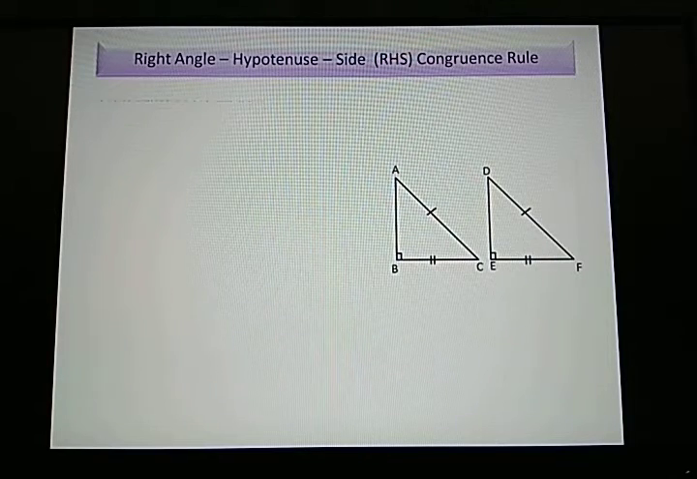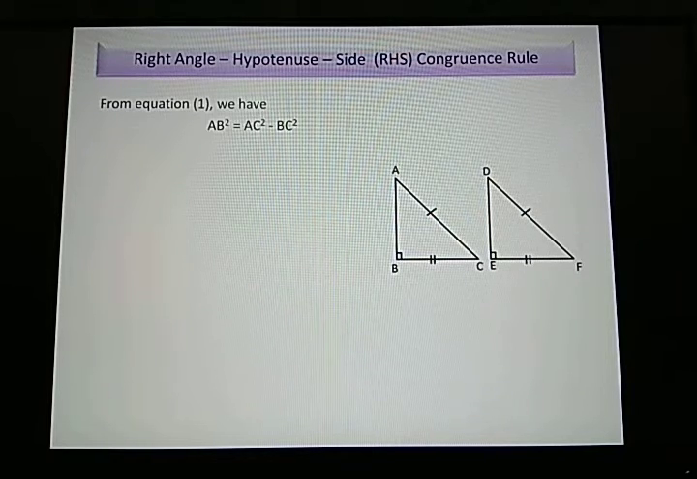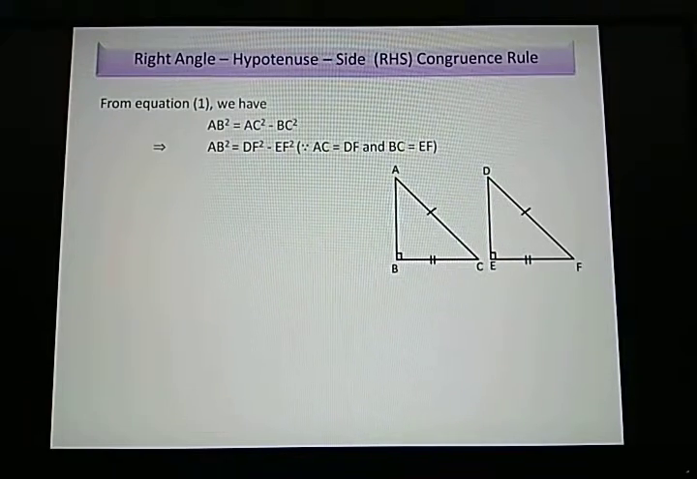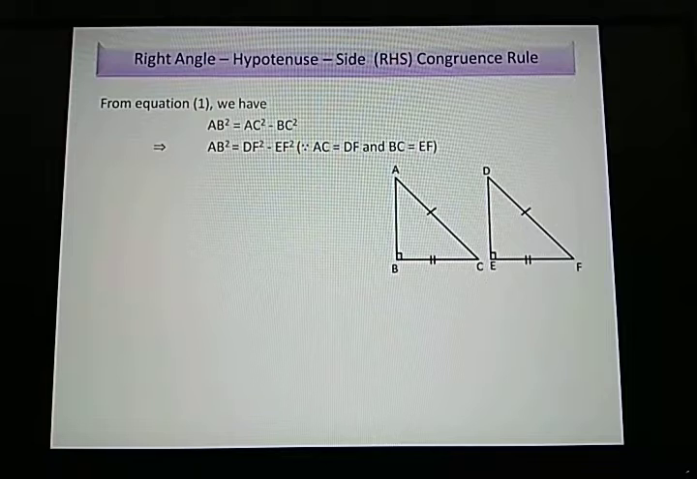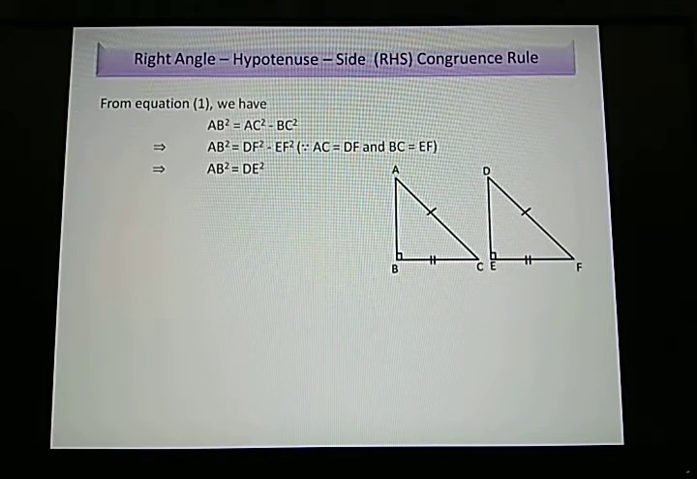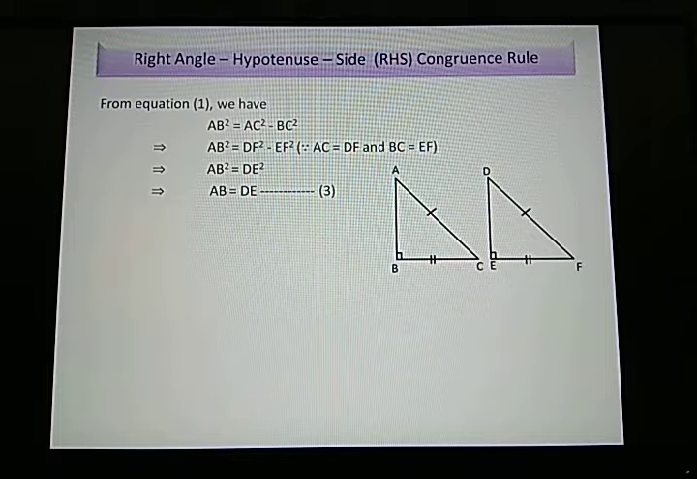what we'll do, we will now modify equation 1 by substituting some other values. In equation 1 we have AB square equals AC square minus BC square. There we have substituted DF and EF in place of AC and BC, because we know that AC equals DF and BC equals EF. Now we got AB square equals DF square minus EF square. What is that? It is DE square. We got it already in our previous equation 2. Now we will remove the square terms. Then we will get AB equals DE. So that will be equation 3.